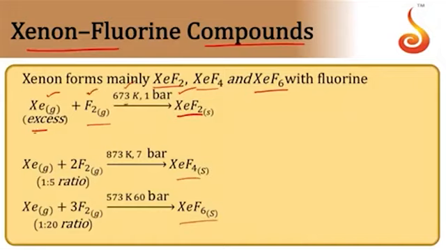Now when you take excess of xenon and fluorine at 1 bar pressure at a temperature of 673 Kelvin, the compound formed is XeF2. If you take the ratio as 1:5 at 7 bar pressure and 873 Kelvin, XeF4 is being formed. The ratio is 1:20, then under 60 bar pressure, means higher pressure, and 573 Kelvin, then compound formed is XeF6. So all these xenon fluorides are prepared from elements xenon and fluorine itself, but the compound formed depends upon three factors: the temperature, pressure and the ratio of the elements which are used.